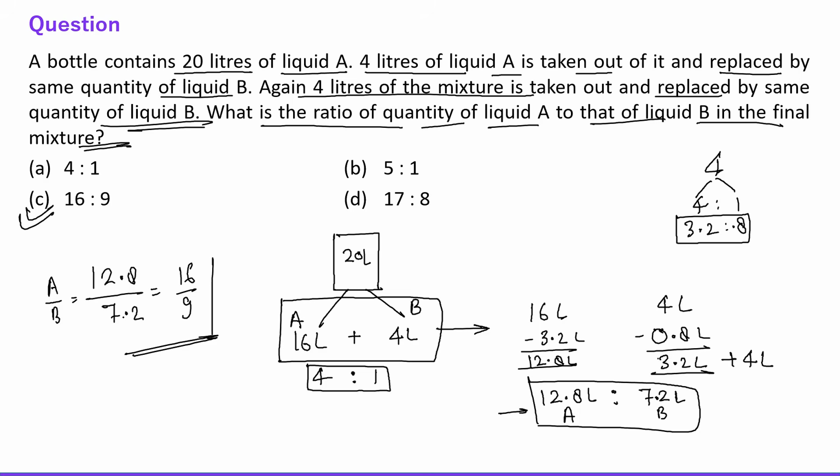This will become 128 by 72 and both the numbers are divisible by 8. 16 8s are 128 and 9 8s are 72. So this will become 16:9. Alright, now let's move to the other question.